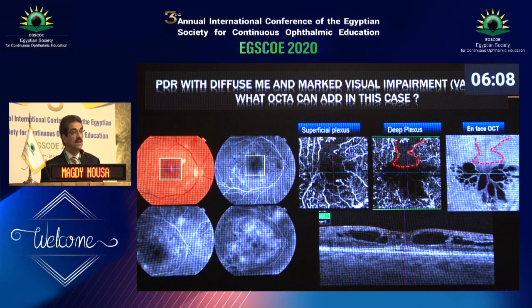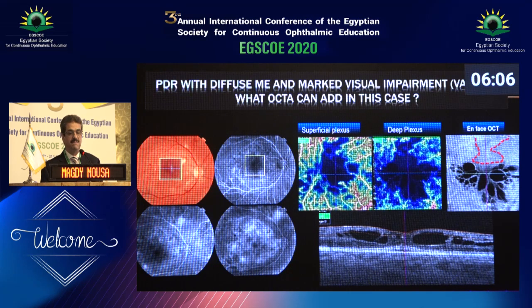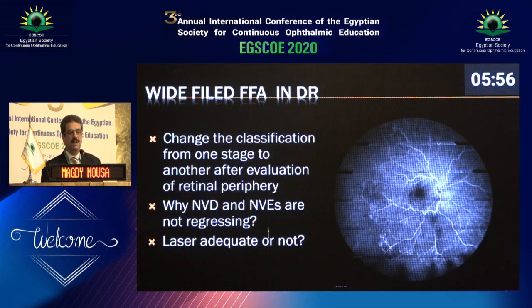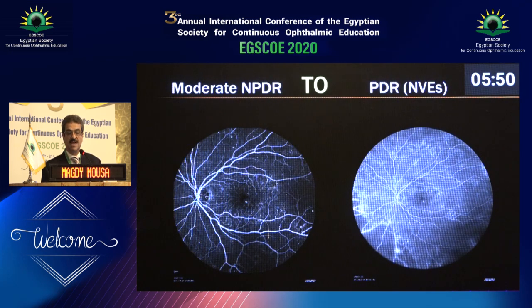So again, we have another tool which can detect the ischemia from the cystoid macular edema. How about wide field fluorescein angiography? Why do we need it? Because sometimes looking at the central area up to 55 degrees, it is not conclusive. Looking more and more at the periphery, we can find out how much ischemia is there, and we are missing this. We can change even the diagnosis from non-proliferative to proliferative if we look beyond the arcades.